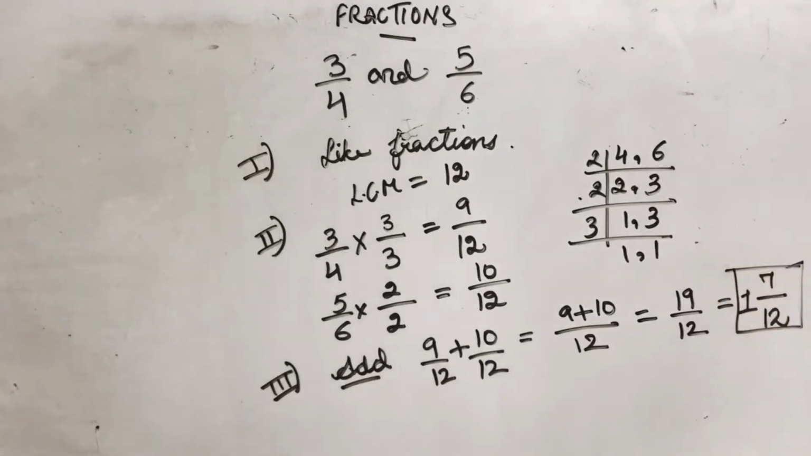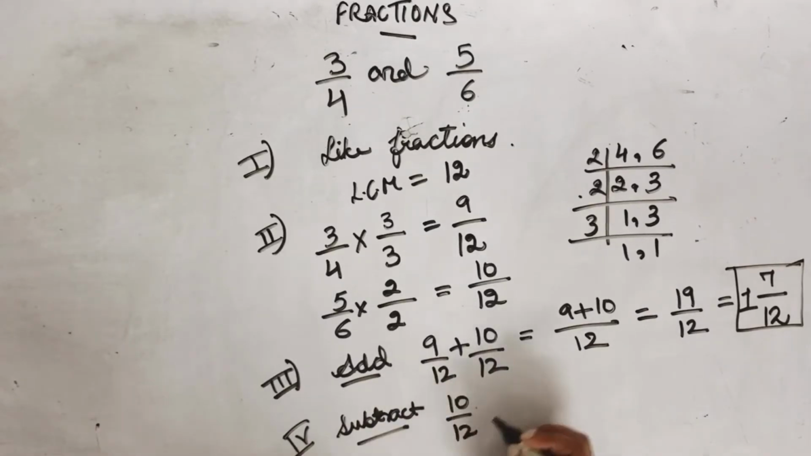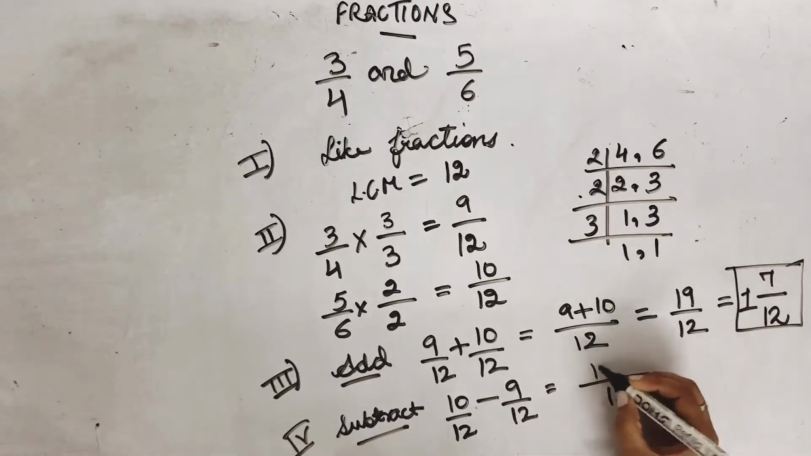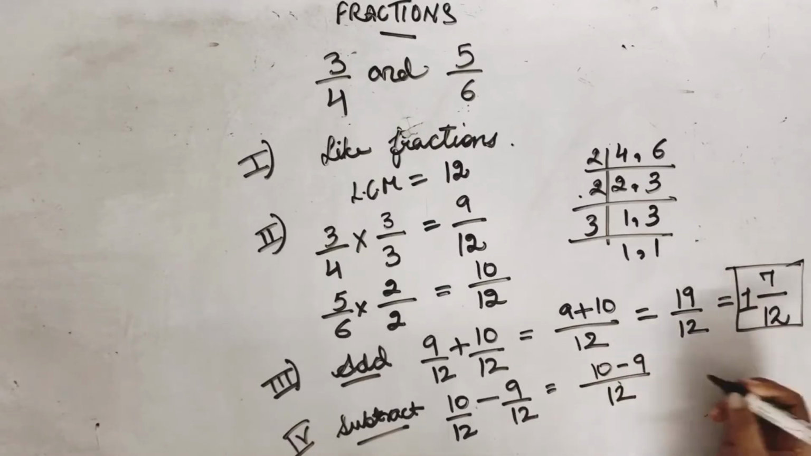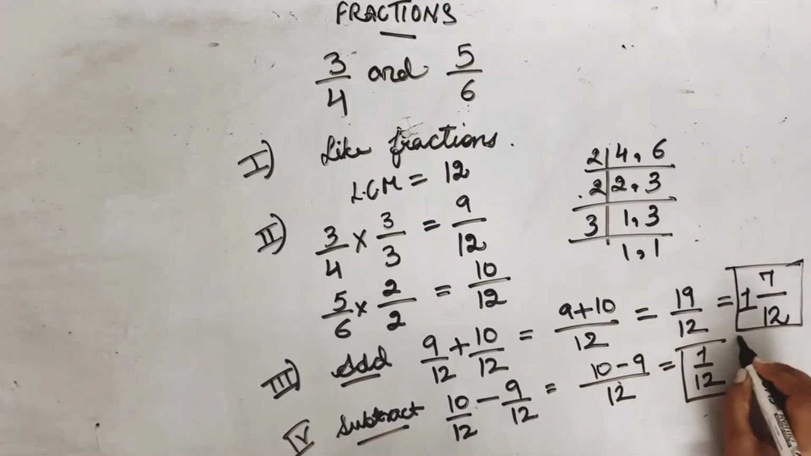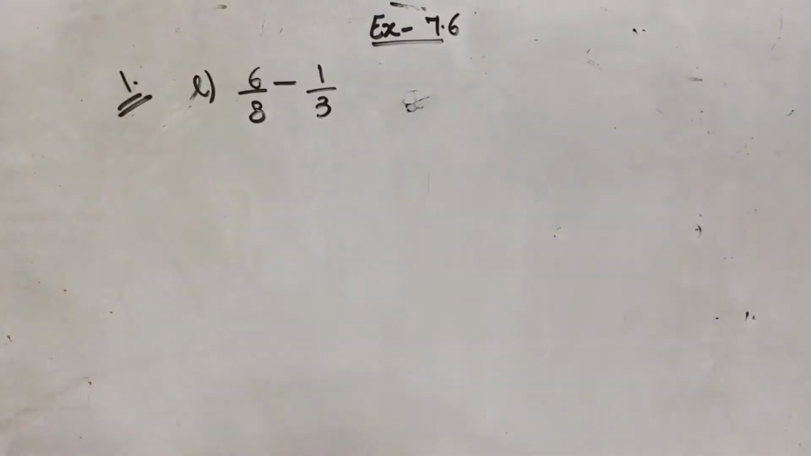This is the answer. Now if you have to subtract them, for 10 by 12 minus 9 by 12, again you will write denominator as 12. In numerator you will write 10 minus 9, which is equals to 1 by 12. So answer is 1 upon 12. I'll be doing 1 or 2 parts. You will solve rest of the parts in your notebook.